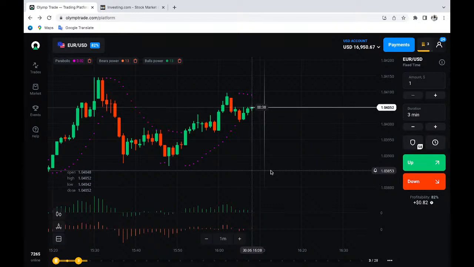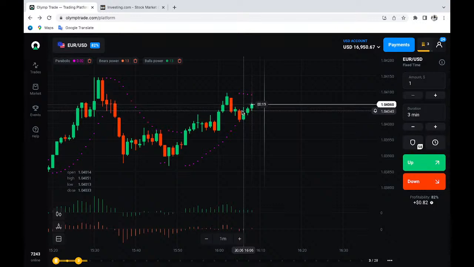How to open a trade for the downward side? Whenever parabolic is above the chart, like right now, above the candles, we can see this is a downtrend. However, the candles are green right now, but we have to focus on the parabolic first. When the parabolic is coming top to bottom, it's a downtrend. It's giving us a down signal.